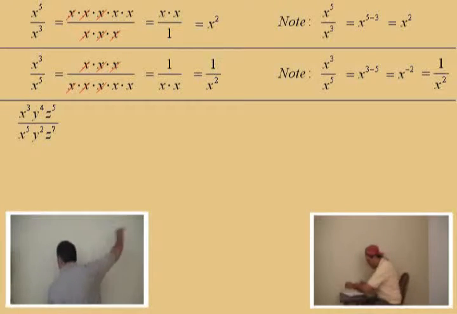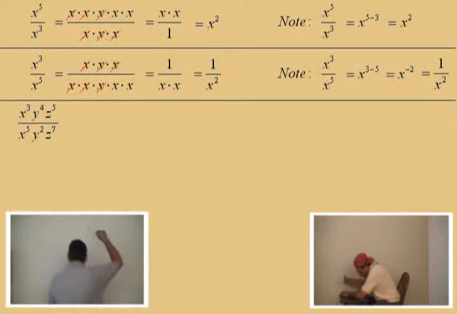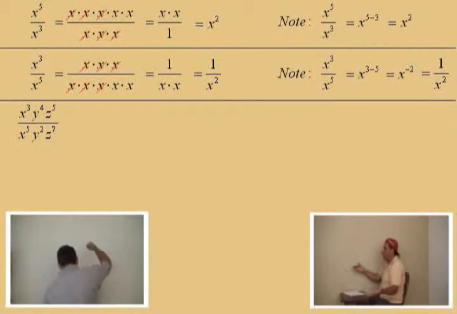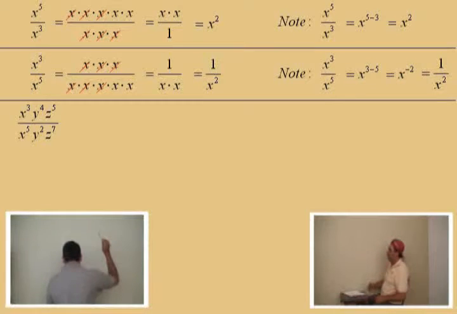Okay, Charlie, let's just write everything out. How many x's are on top? 3. That's right. How many y's on top? 4. And how many z's on top? That would be 5. Okay, write them all out. Oh, wait a minute. How many x's are on the bottom? 5. And how many y's on the bottom? 2. And how many z's? 7. Okay, Charlie, go ahead and write those out.